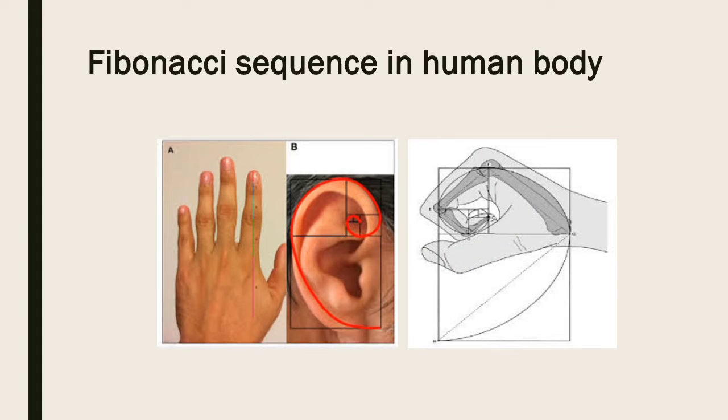Fibonacci sequence can also be seen in the human body. We humans have 2 hands with 5 fingers, and each finger has 3 bones in it. The spiral curve of our ears follows the pattern of a spiral drawn in a Fibonacci rectangle. The same pattern can also be found in our fists.